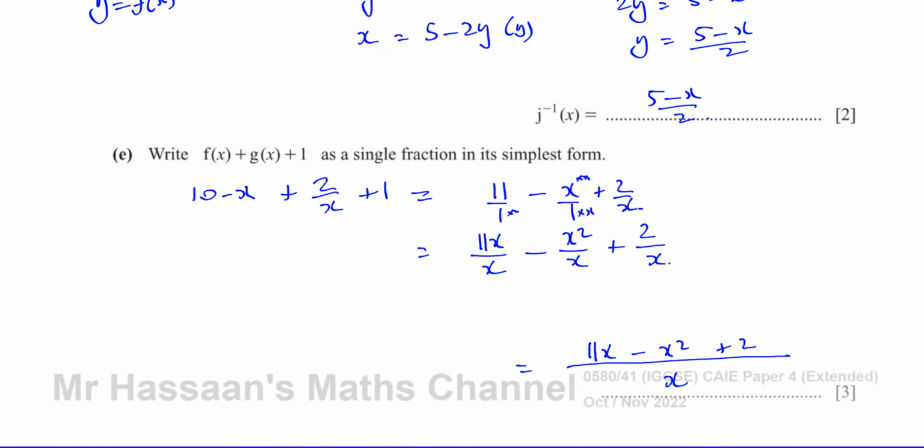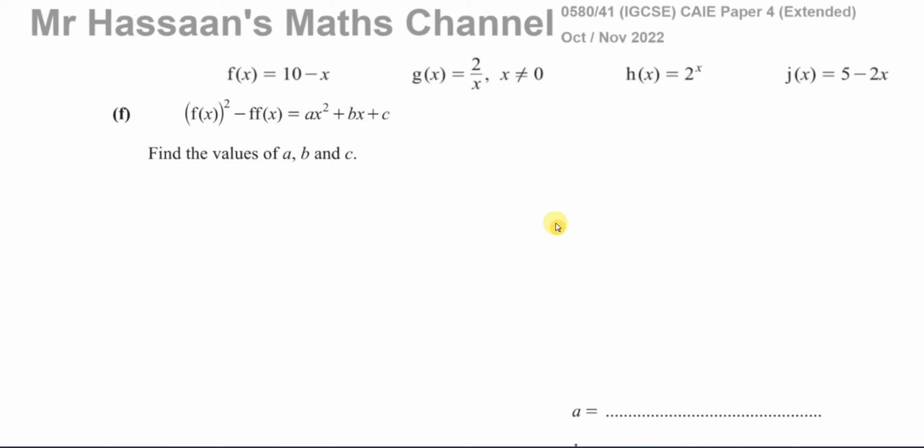And now for part F, which I think was a question that was being asked. It says f of x all squared minus f of f of x equals ax squared plus bx plus c. Find the values of a, b, and c. So basically they're saying take this and simplify it, and it's going to give us something in this form. We've got to write down what the coefficient of x squared and x and the constant are when we've done that.